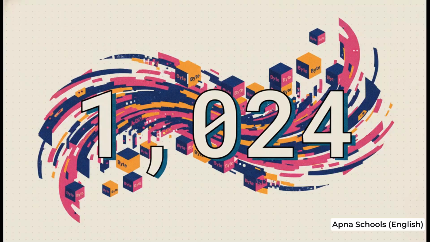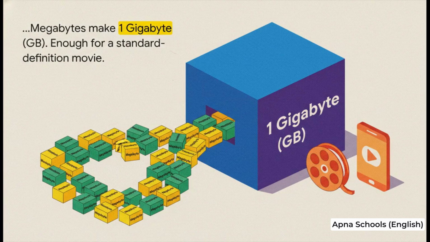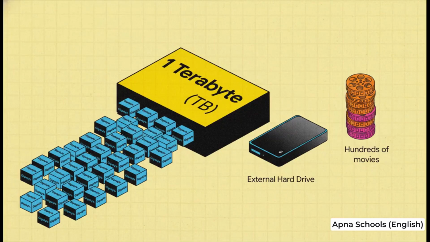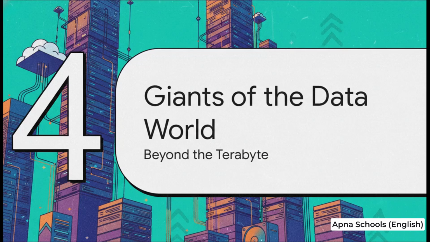And you've probably guessed it by now. That very same multiplier is what's going to take us up to the next level. You stack up 1024 megabytes, and now you're at 1 gigabyte, or GB. This is the unit we're all super familiar with for our phones and for downloading movies. A standard definition movie might take up about 1 or 2 gigabytes of space. And that brings us to the top of our familiar ladder. 1024 gigabytes gets you to 1 terabyte, or TB. This is the world of modern hard drives and laptops. A single terabyte, man, that can hold hundreds and hundreds of movies. But hold on, because that ladder, it doesn't stop there. It keeps going, way, way up.